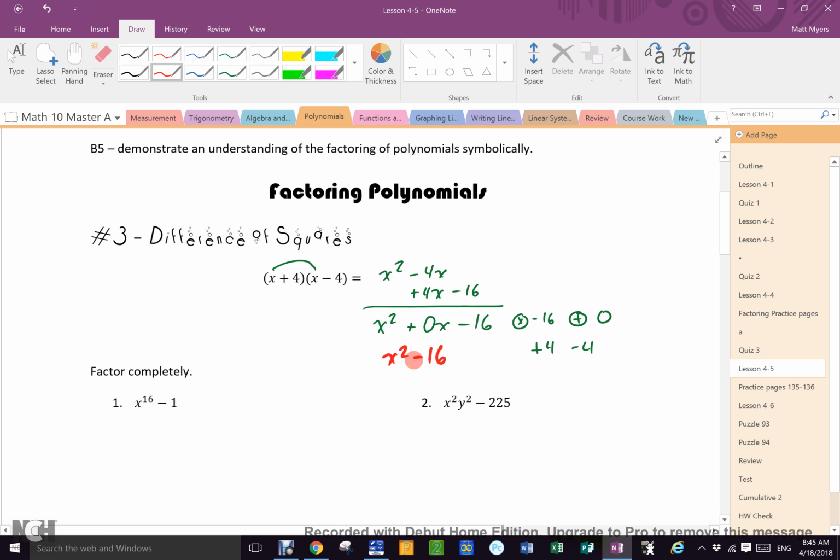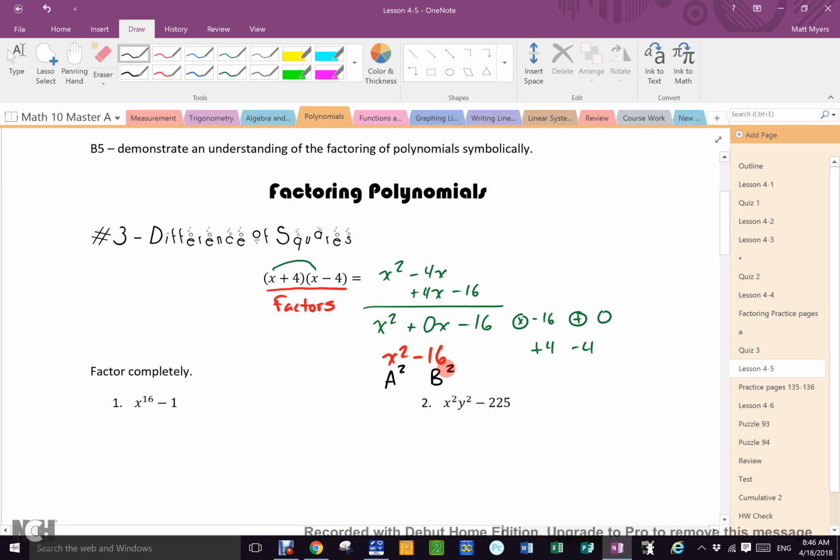Are they? X squared is a perfect square. 16 is a perfect square, so this is a difference of squares. What that means is, if you look closely, because these are the factors, the first factor is the square root of the first term. Does everybody see that? So I'm going to call that first term capital A and that second term capital B. So it would be A squared minus B squared, wouldn't it?